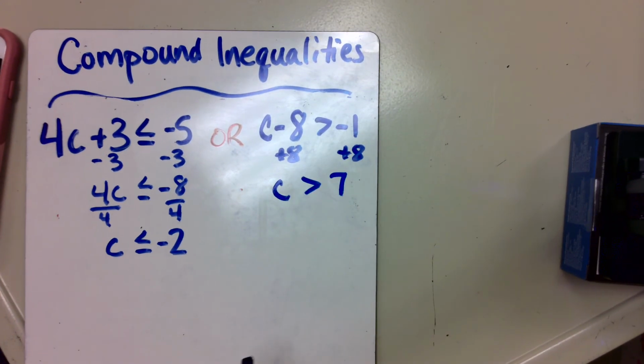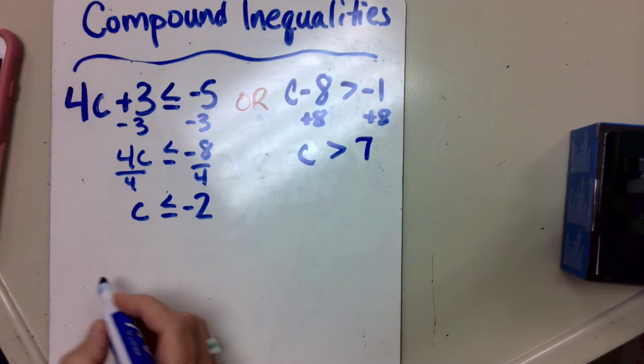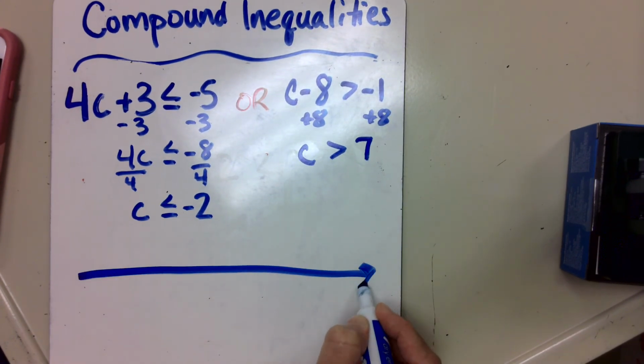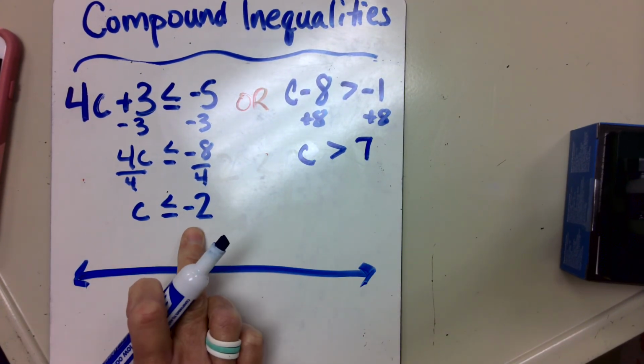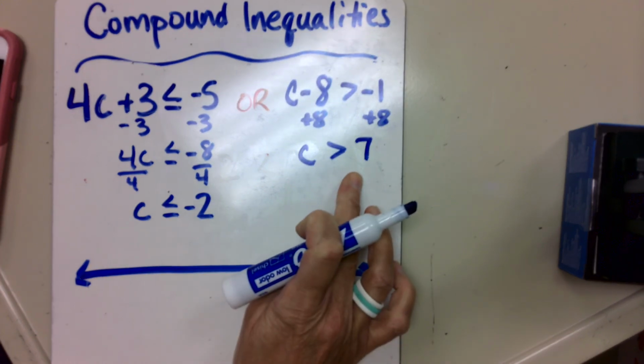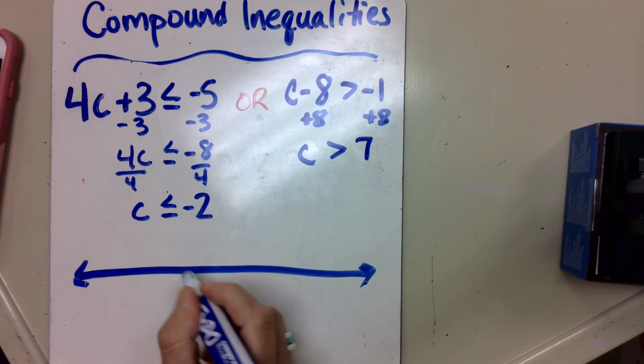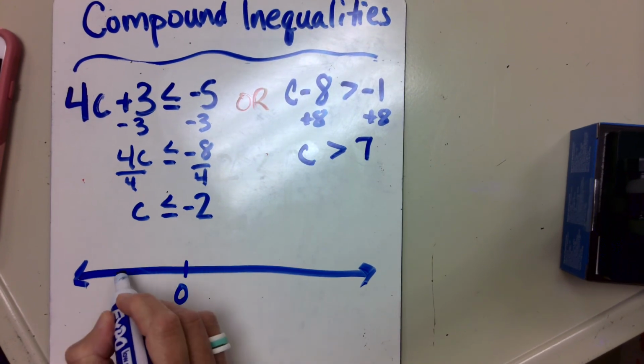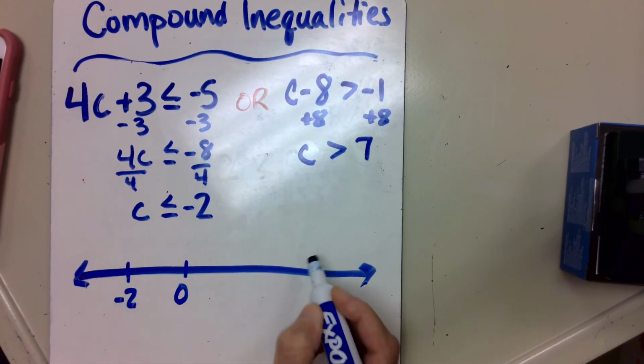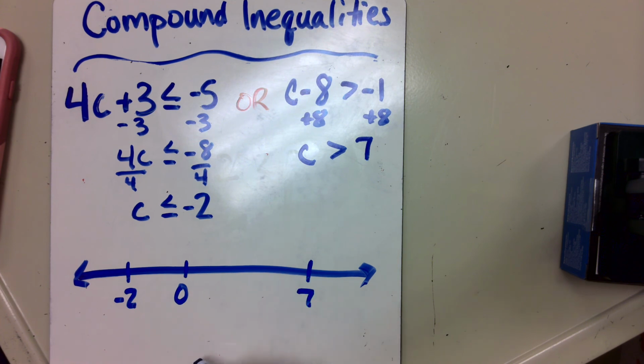Now, the next thing we need to do is to figure out how to graph. The or situation looks a little bit different on the number line. We're going to draw a number line. We know we're going to need a negative 2 and a 7. So the c is less than or equal to negative 2. So I'm going to put my 0 here. I'm going to put my negative 2 here, and I'm going to put my 7 way up here.